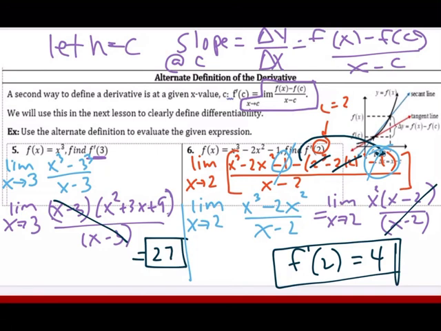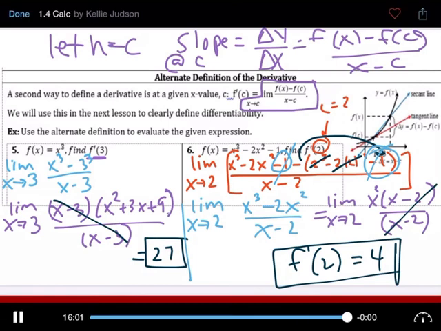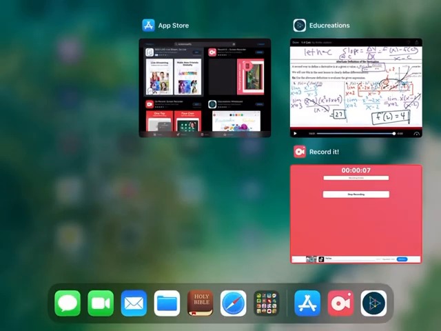So key takeaways from today: the derivative is the slope of the tangent line. You can find that using the definition, the limit as h approaches 0 of f of x plus h minus f of x over h, and then simplifying. That gives you the formal definition. You can use the alternate definition only when you are looking for the derivative at a particular value and you don't need that function. So make sure you review this video as needed, pause, go back and rewatch.